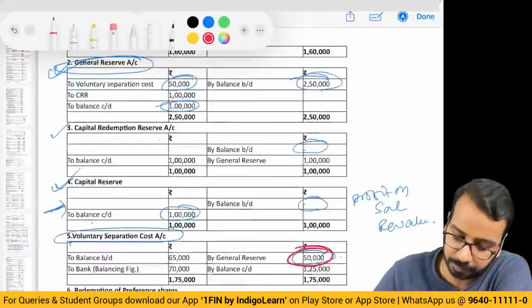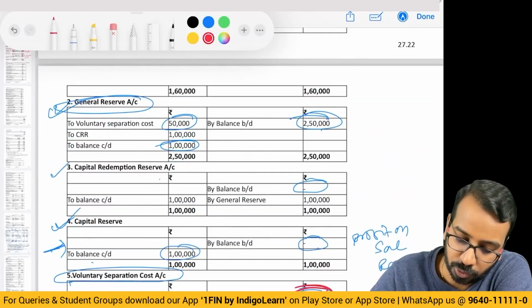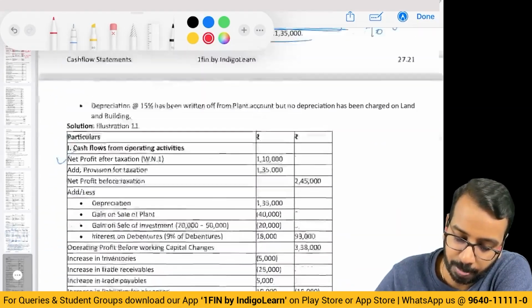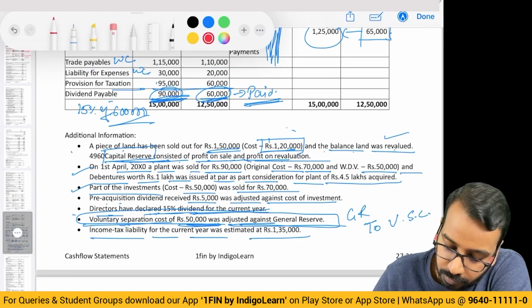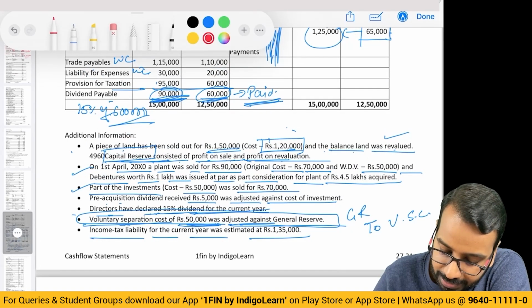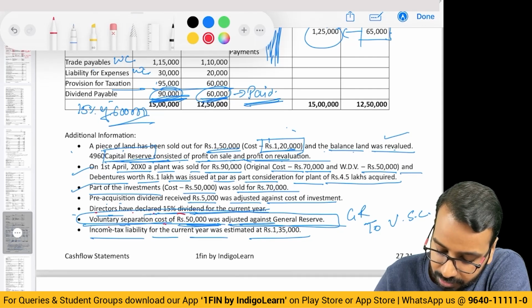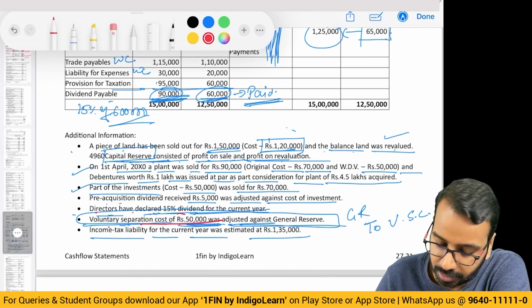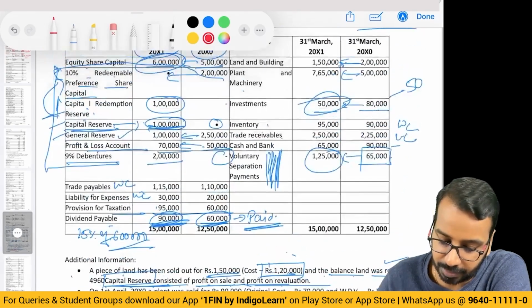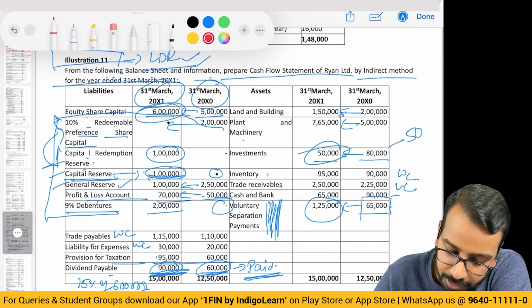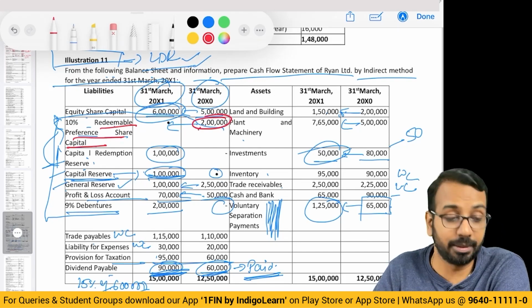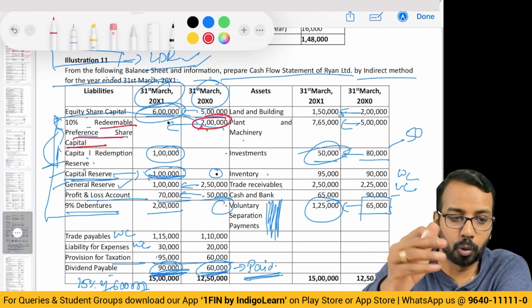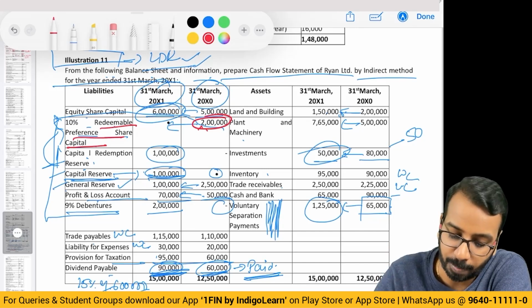Then, so this part is taken care. Then, this is not relevant, this is not relevant. Directors have declared 15%, we have considered. Voluntary separation cost we have considered. Income tax liability we will consider separately. Then if you see, you have redeemable preference shares, share capital 2 lakhs. This has been redeemed fully, which is an outflow on your financing activity.